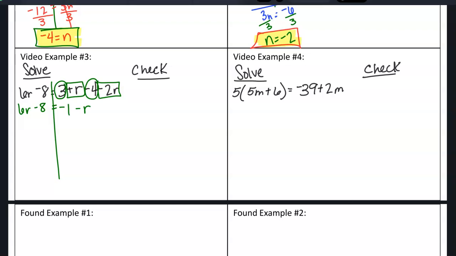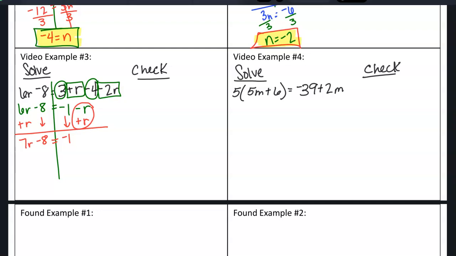And now I'm going to move all of my constants over. So again, it doesn't matter which side we choose, but I personally always like to have a positive variable. So anytime I can make that happen, that's what I'm going to do. 6r plus r would be 7r. Bring down that -8. Bring down that -1. We haven't done anything with them yet. -r plus r would be 0.